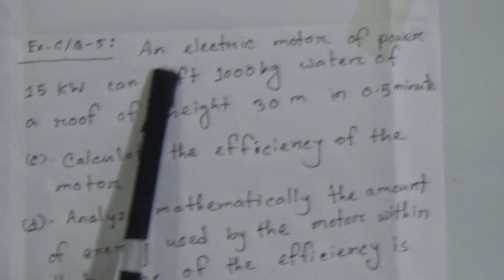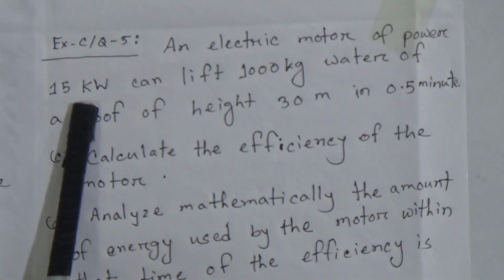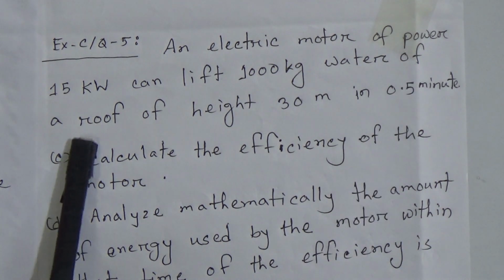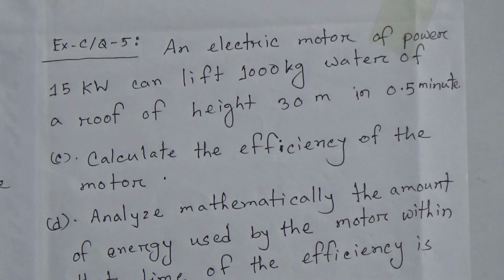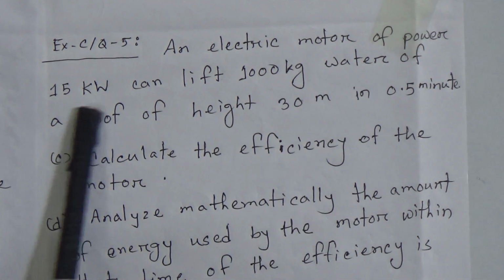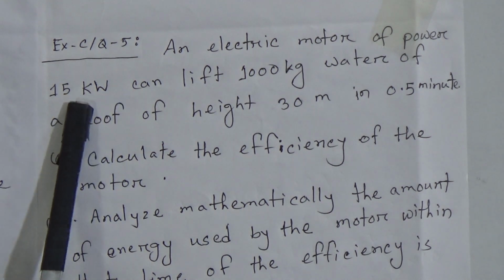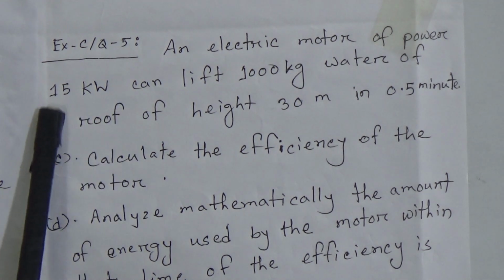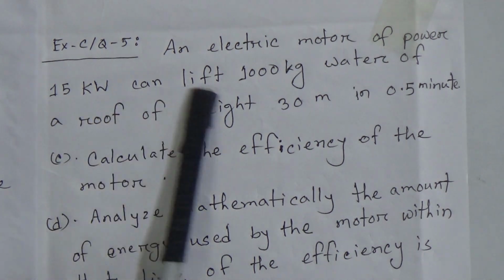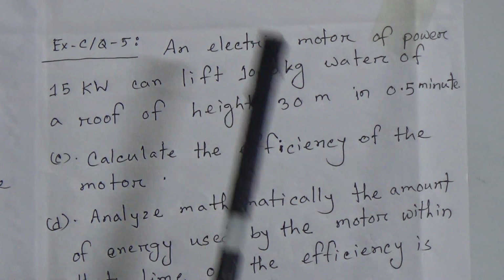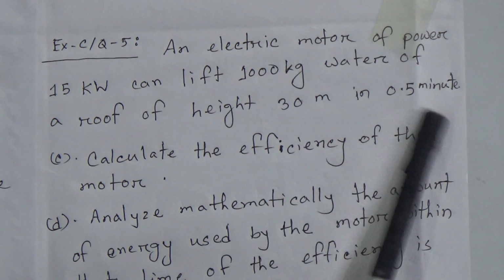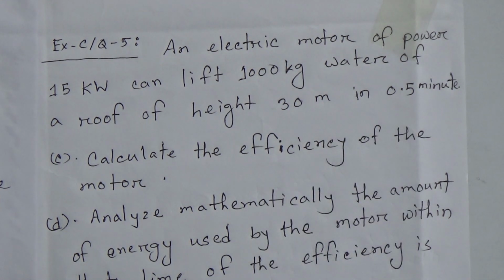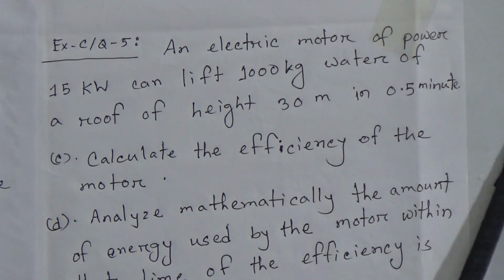Now come to Extra CQ number 5, and the stem is: an electric motor of power 15 kilowatt can lift 1000 kg water to a roof of height 30 meter in 0.5 minutes. My dear students, the power of that motor is given as 15 kilowatt. That means you have to convert this kilowatt into watt. So 15 into 10 to the power 3 watt, and the mass of that object is 1000 kg. The height h is given as 30 meter, and time is given as 0.5 minutes. So you have to convert this minute into second: 0.5 into 60 second.